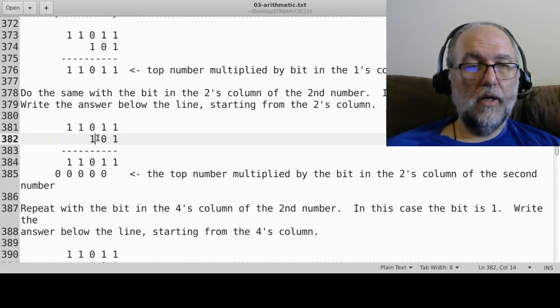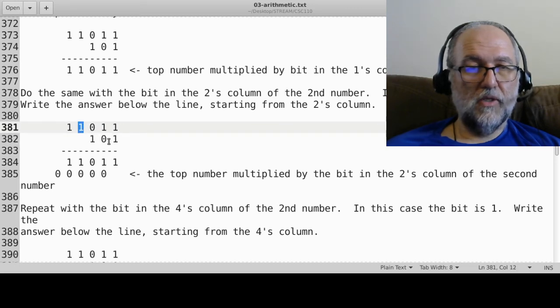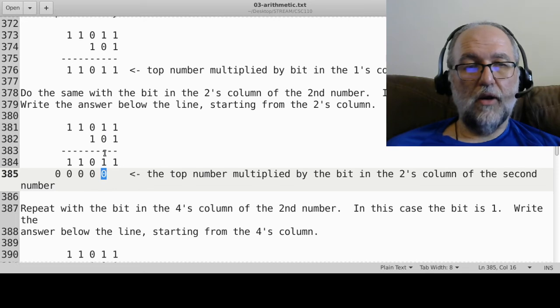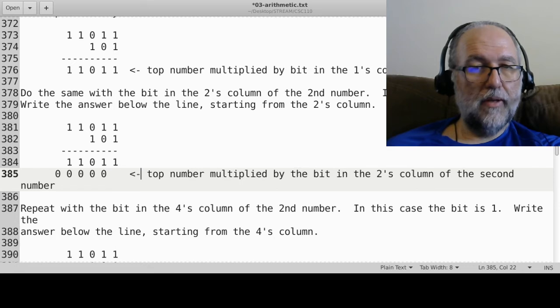And so now we're going to go 0 times 1 is 0, 0 times 1 is 0, 0 times 0 is 0, 0 times 1 is 0, 0 times 1 is 0. Okay? So we're getting all zeros. And it's in the 2's column, so you have to start over here. But basically, you're going to go 0 times 1 is 0. There it is. And then you go in the 2's column. You start in the 2's column because, let me get rid of that wrap.